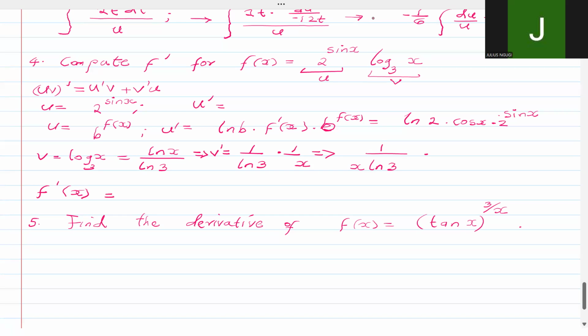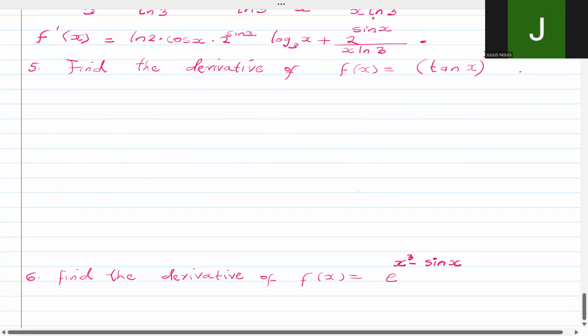U prime, it's the ln 2 multiplied by cosine of x multiplied by 2 sine x. Then attach log base 3 of x, then plus 2 sine x, then attach the derivative here, which is 1 over, so you can divide here by x natural log of 3. And that marks the end of that question.